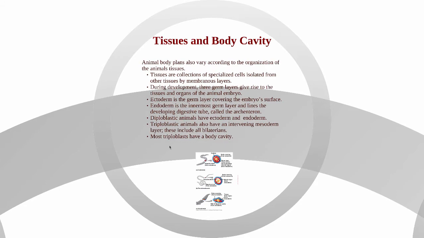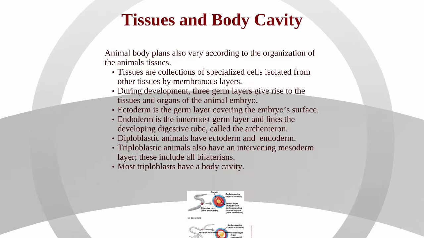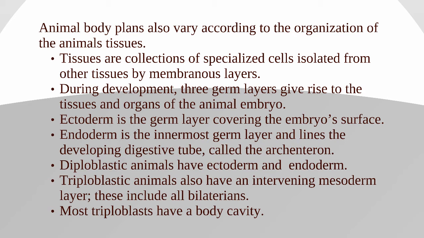Tissues in the body cavity. So we talked about how gastrulation works and the formation of the endoderm and the ectoderm and the body cavity. There's a little more to it than that. During this development, during the blastula stage, and more importantly during the gastrula stage, three germ layers, three tissue layers in many of the animals that we're talking about anyway, give rise to the tissues and organisms.